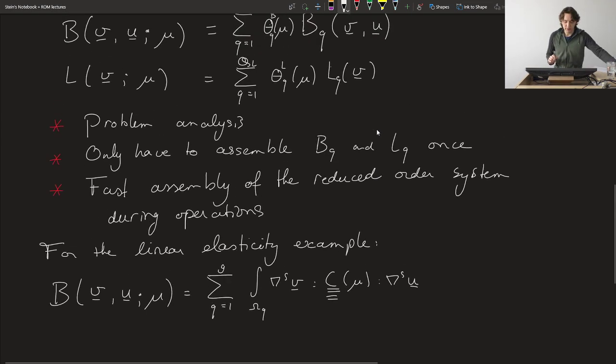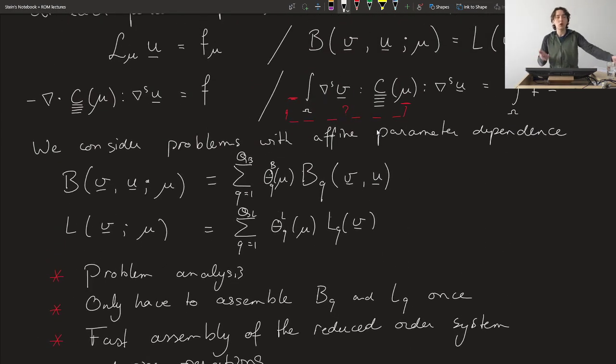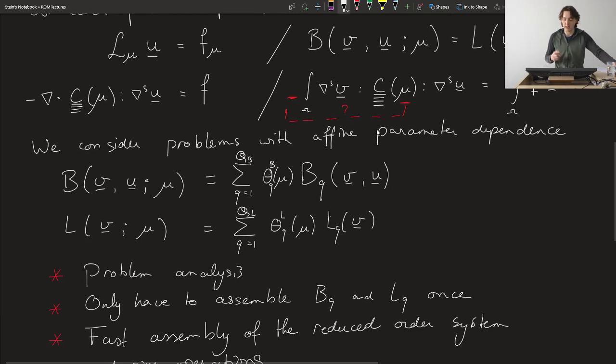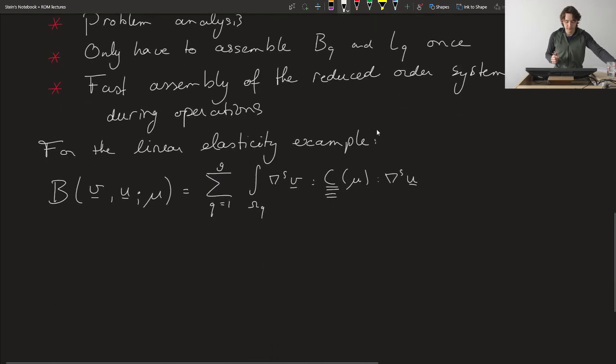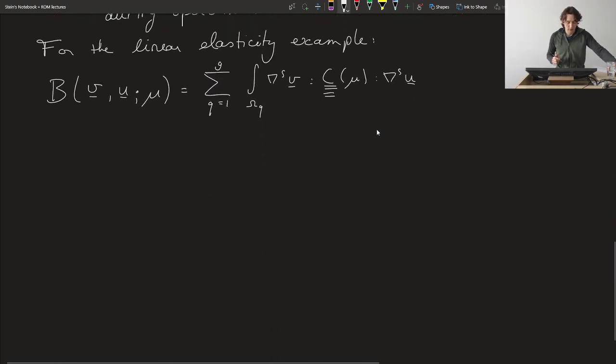And actually our force vector, well, it's simply not dependent on the parameters, so we naturally have a decomposition like that. It's only a single term. Now again, this is not yet exactly in the form that we would like to have this, and we have to rewrite things a little bit.